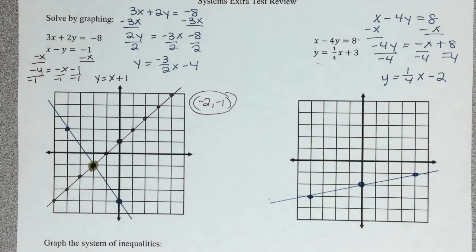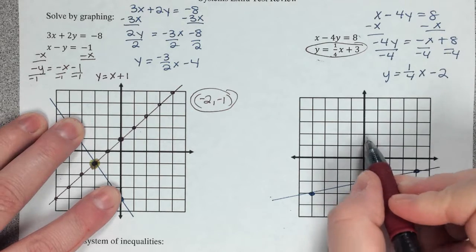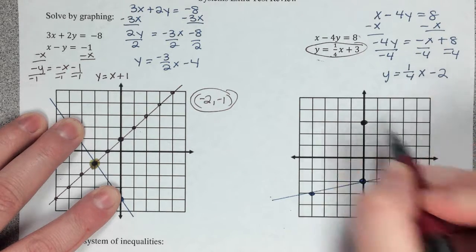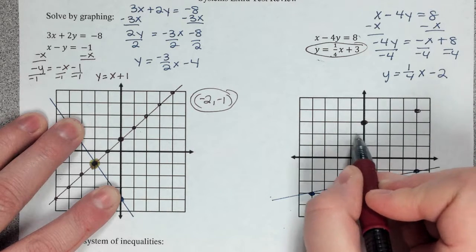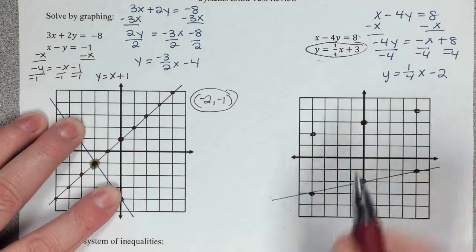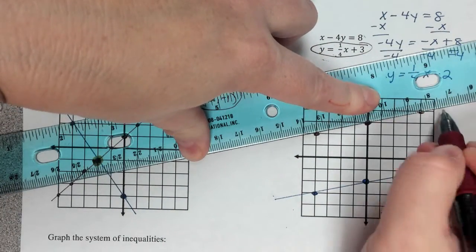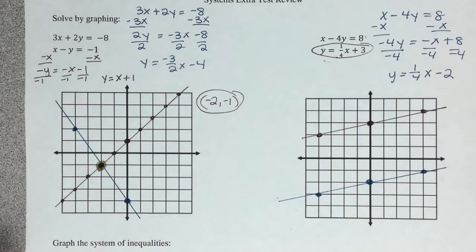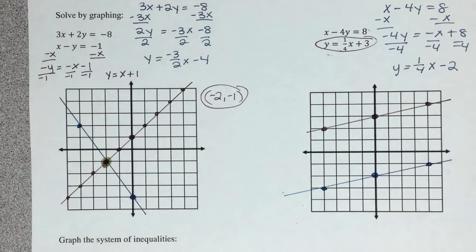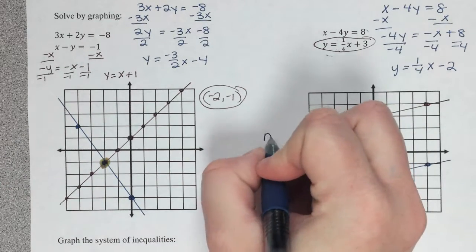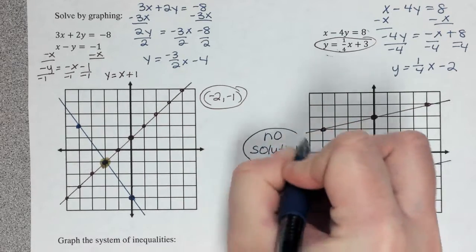Now the second line, it's already ready to go. I don't have to do anything. So I'm going to go up 3, my y-intercept, up 1 over 1, 2, 3, 4. Down 1, 1, 2, 3, 4. Uh-oh, do my lines ever cross? Well, look at their slopes. I have a 1/4 slope here and a 1/4 slope there. So am I going to have a solution? And the answer is no, they're parallel lines, so no solution.